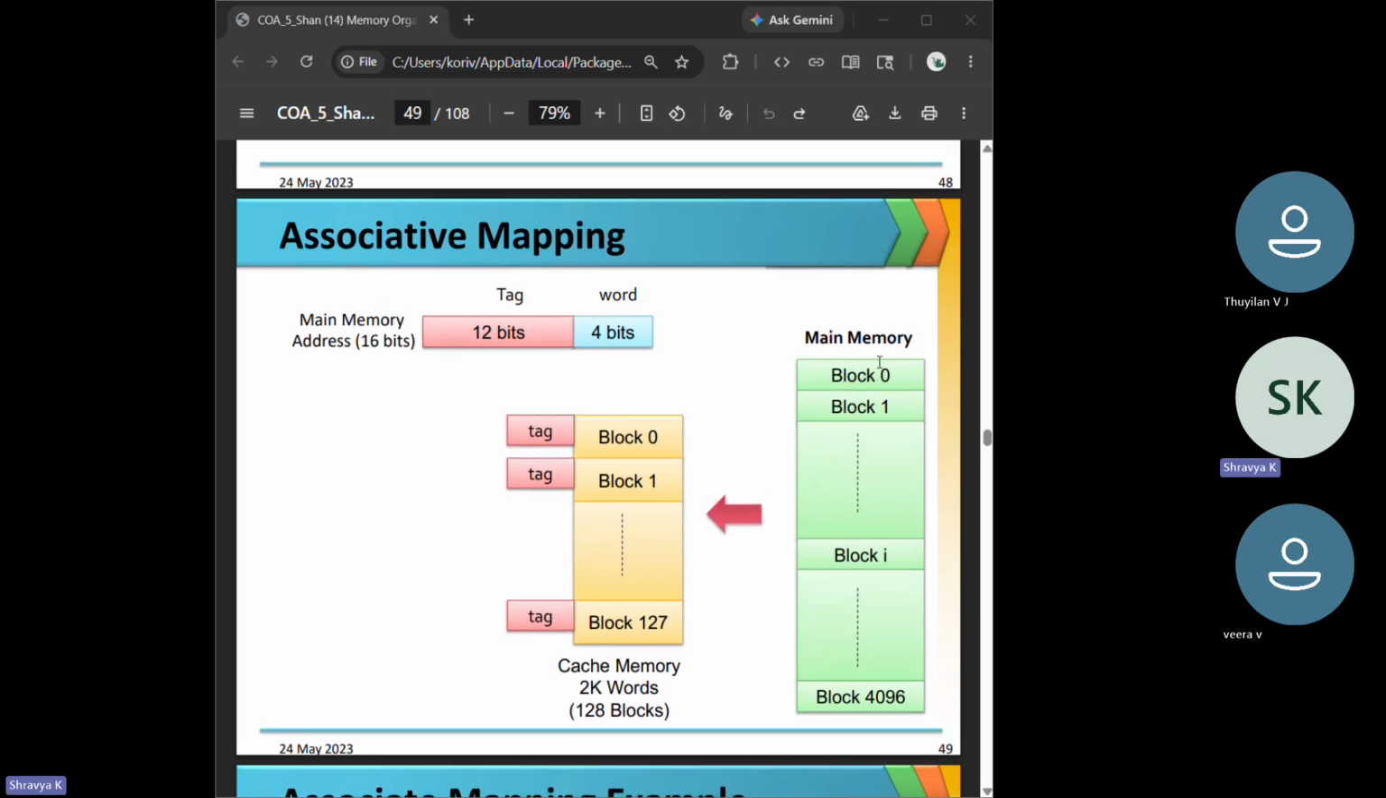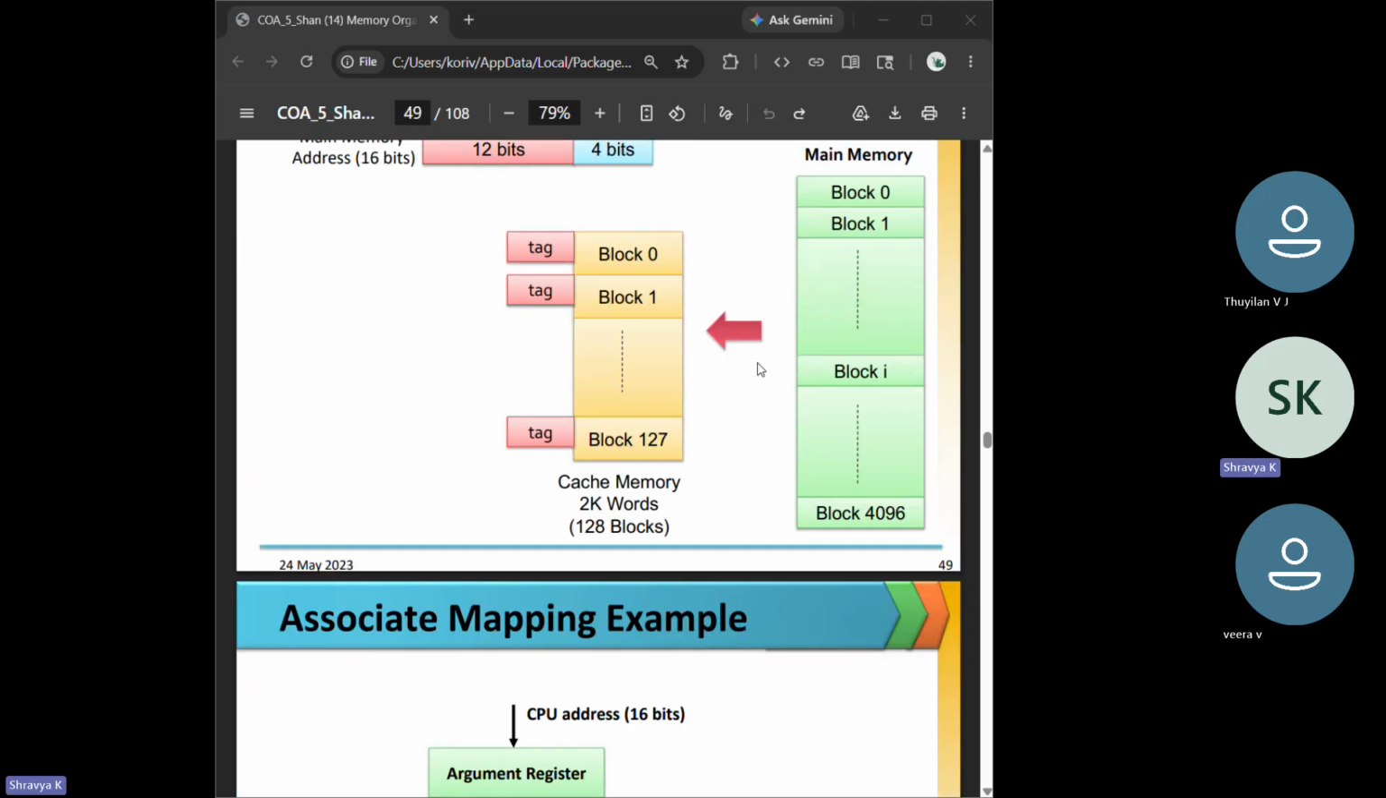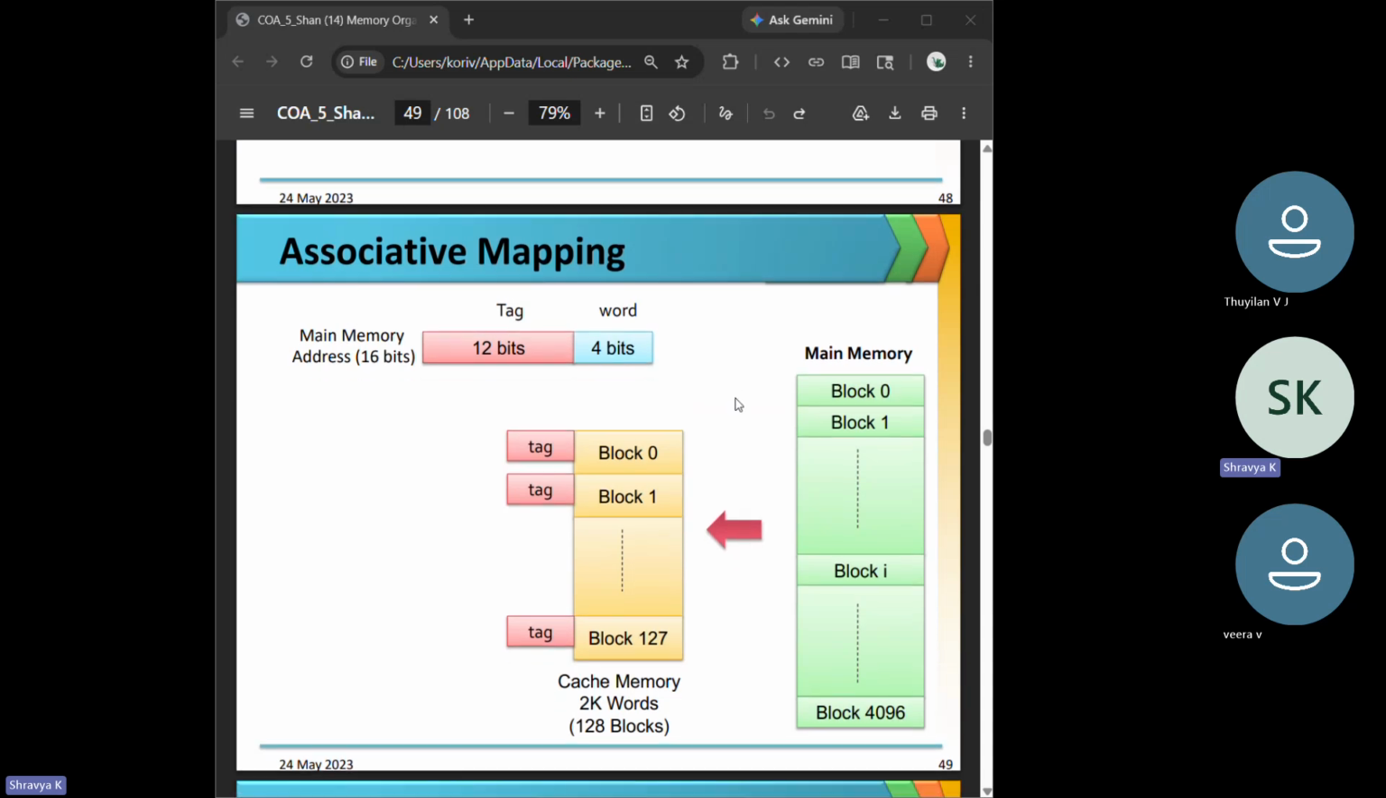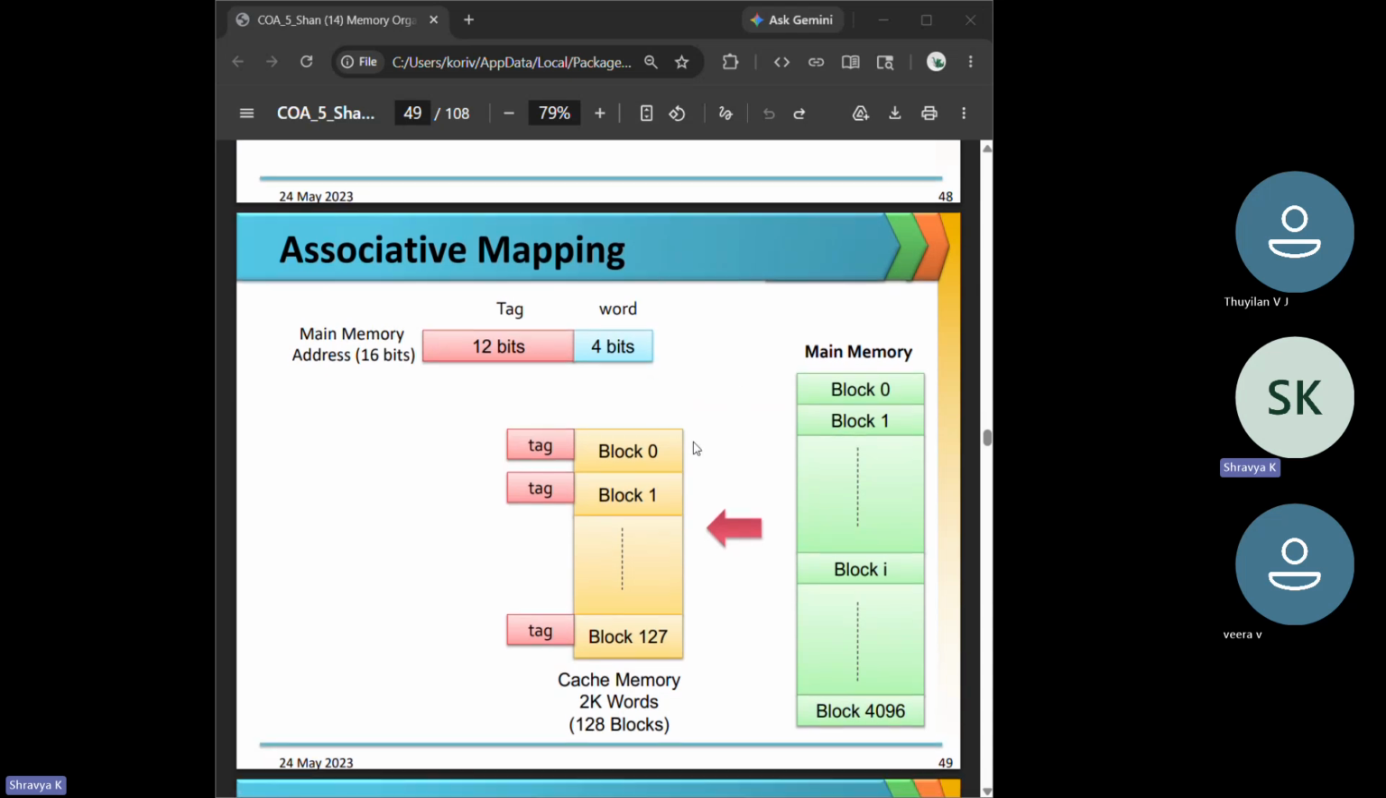Okay, so basically, the word field over here: we know that the block size is 16, right? So 2 power 4 is 16, and therefore we'll have four bits for identifying the word within a block. This part of the address will identify the word within the block. And since we have 16 words in each block, we'll require 4 bits for identifying the word.